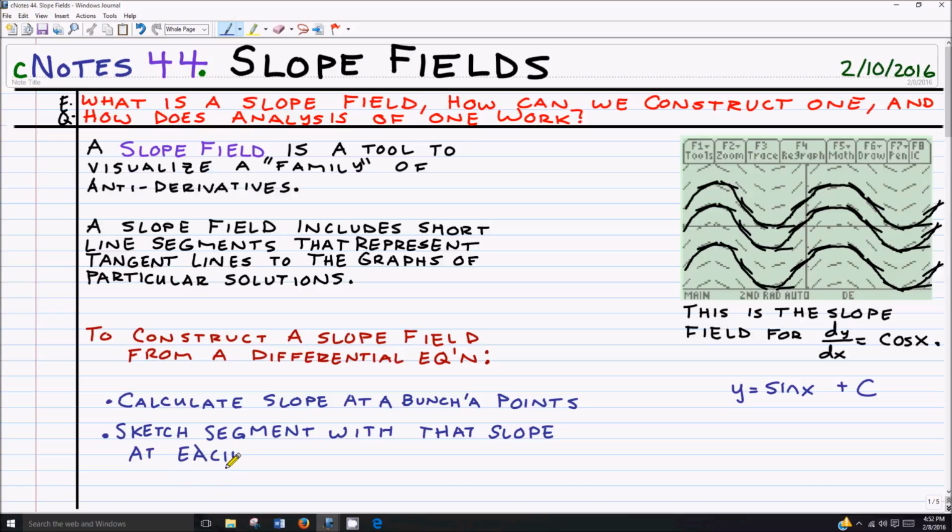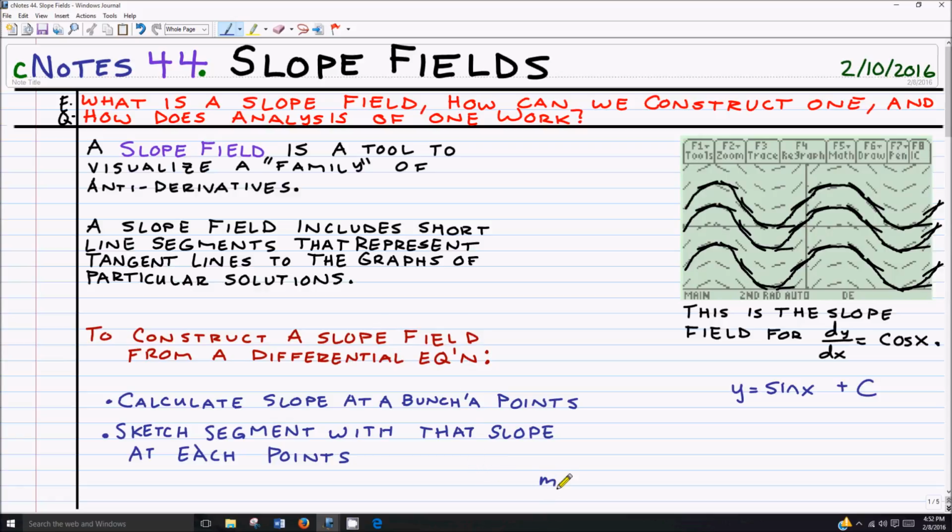So basically, I'm going to give you a bunch of dots. Those dots are going to correspond to ordered pairs, like say (1, 1), (2, 3), (0, 0), whatever the case may be. Then I'm going to ask you to use the differential equation to figure out what the slope would be at that point, because a DE gives you the slope. It's just a formula to find slope given x and y. Once you've got those, then you'll just draw a little segment.